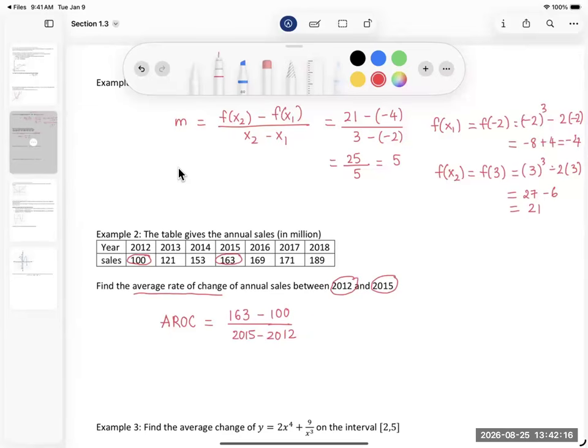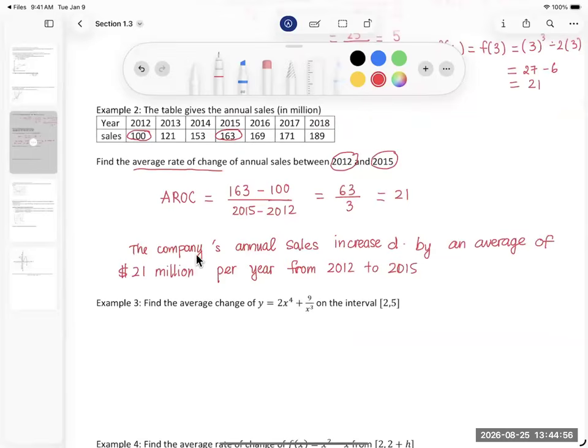And you can pull in the calculator to find out what the difference is. So I have 163 minus 100 is 63, and 2015 minus 2012 is 3. So 63 divided by 3 is actually 21. So that means the company's annual sales increased by an average of 21 million per year from 2012 to 2015. So this is how you do the problem, all right?